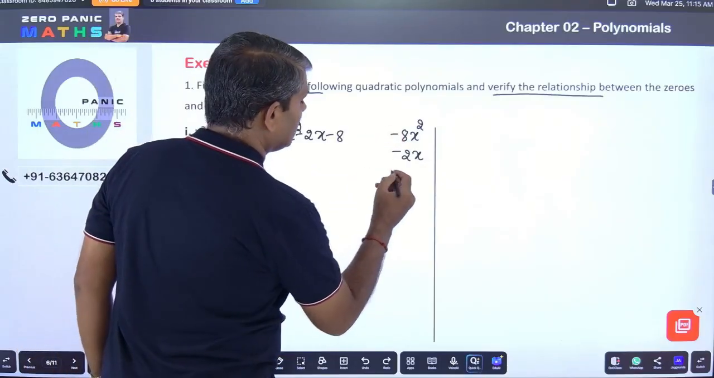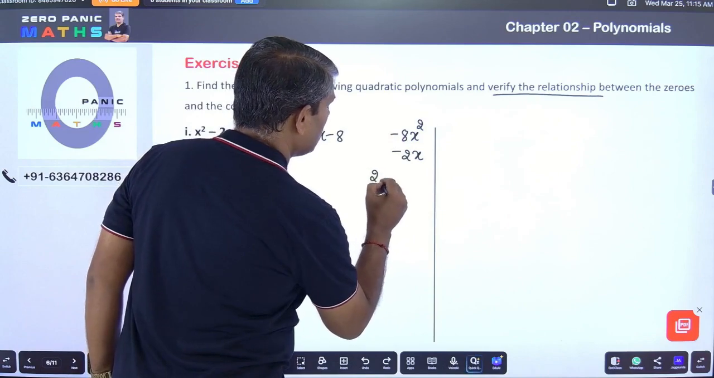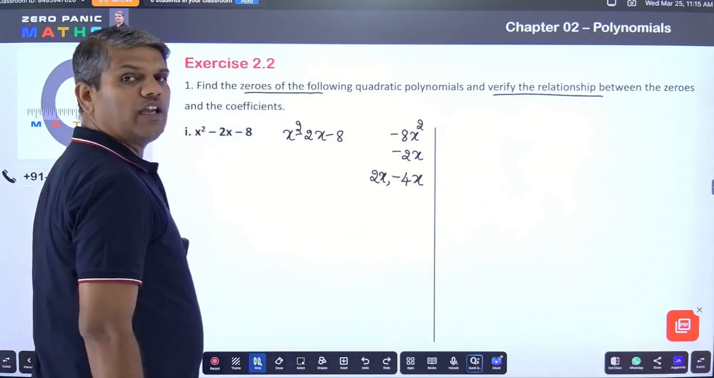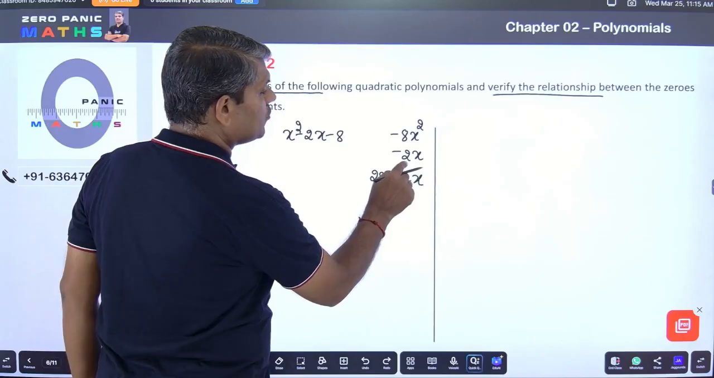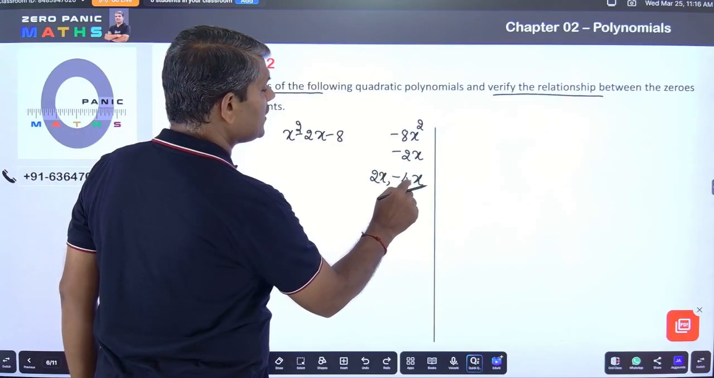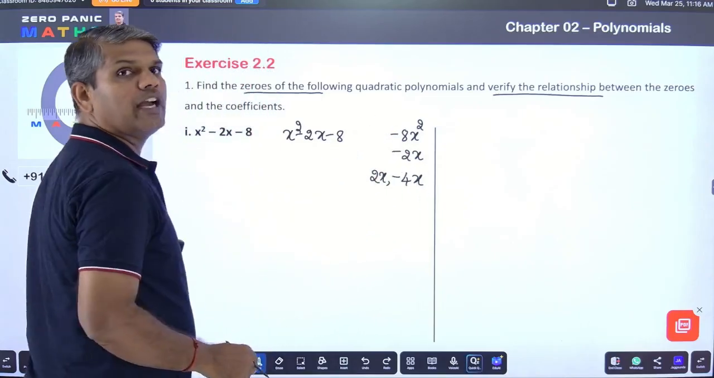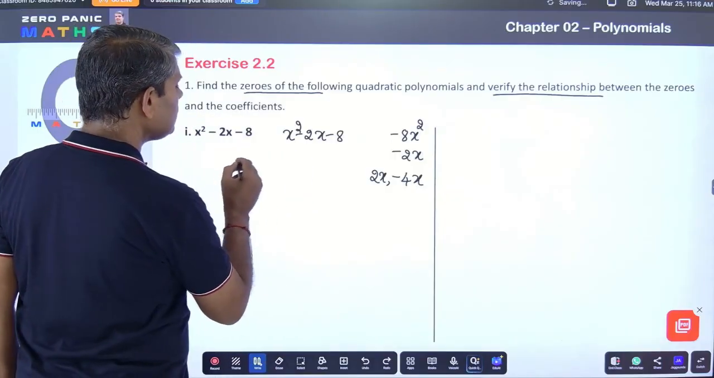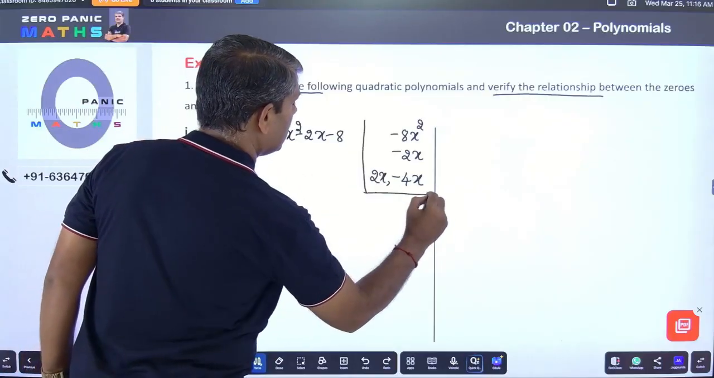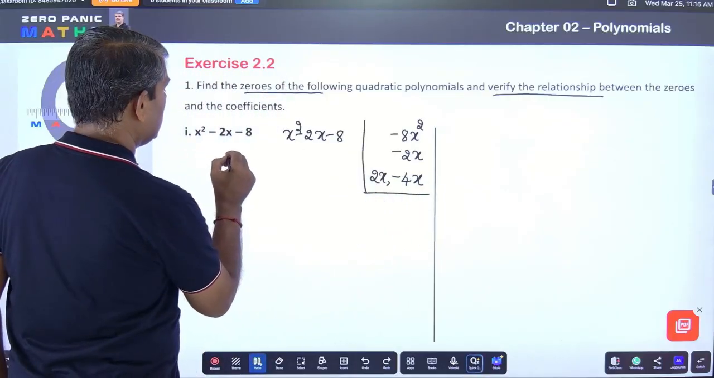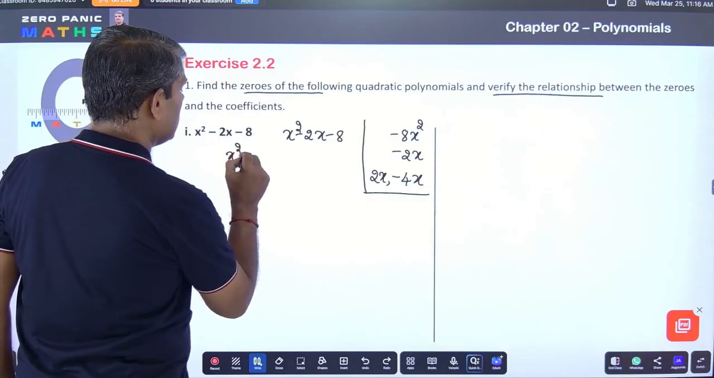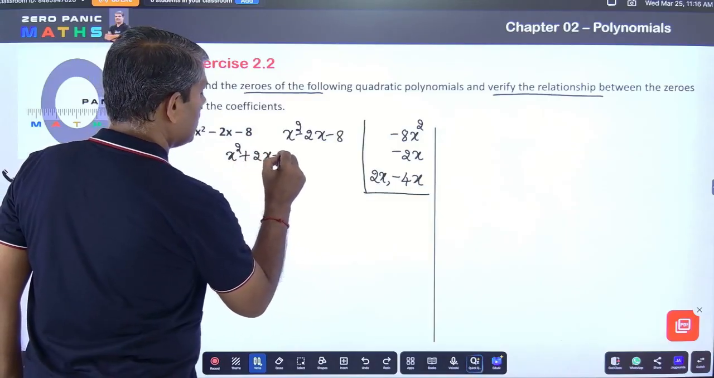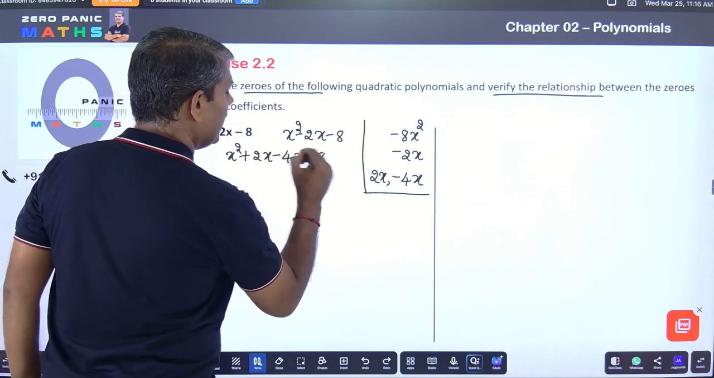Okay, what is that? That is 2 and minus 4. I can say 2x and minus 4x. You see that 2x minus 4x comes up to minus 2x, and 2x into minus 4x will actually give us the product as minus 8x square. Okay, so let me continue here the splitting. x square plus 2x minus 4x minus 8.